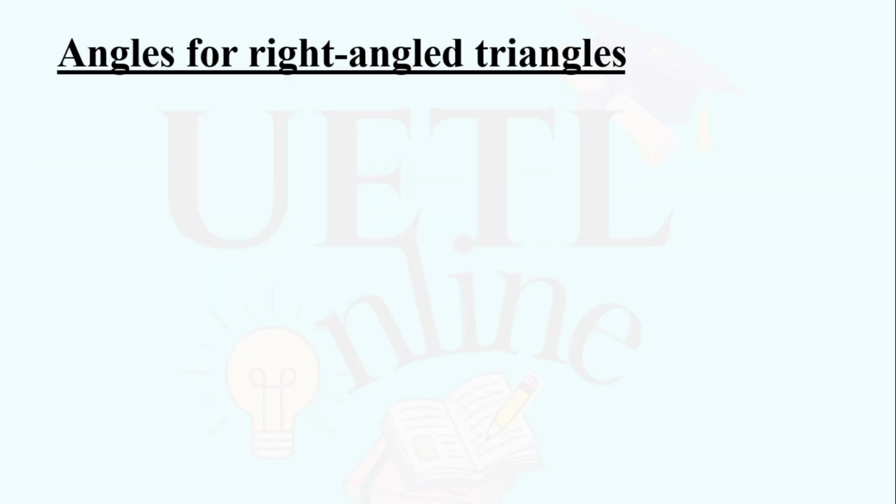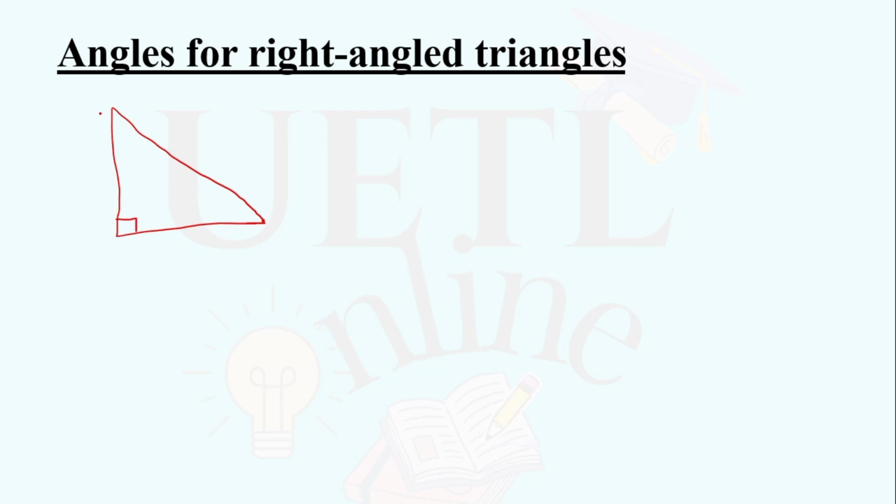Now let's take a look at angles of a right-angled triangle. Before we get in, let's understand our right-angled triangle. This is our right-angled triangle here. Just assume that these lines are straight. This is 90 degrees. This is the meaning of a right-angled triangle: it has a 90 degree angle here.